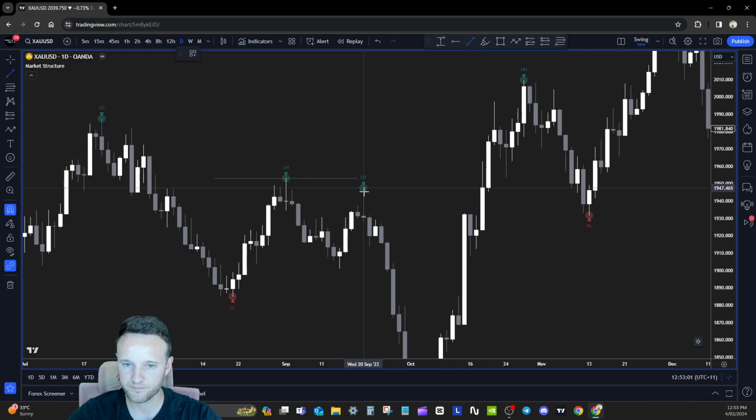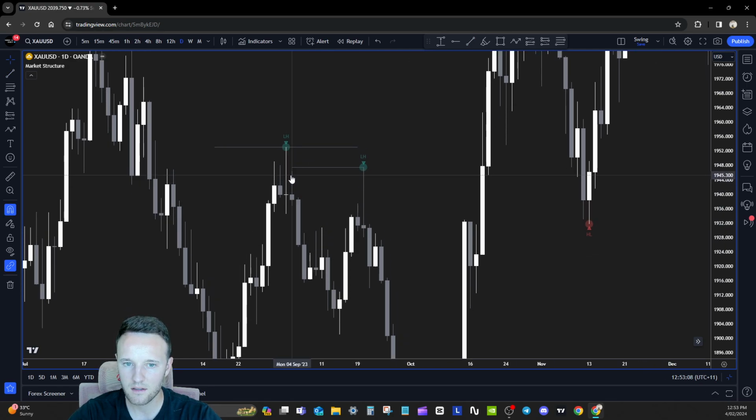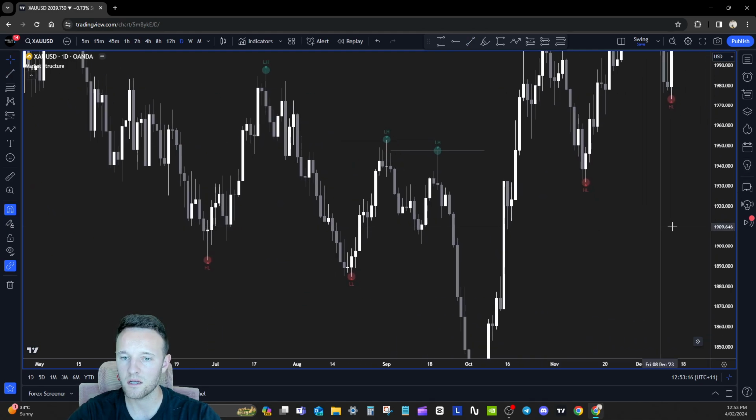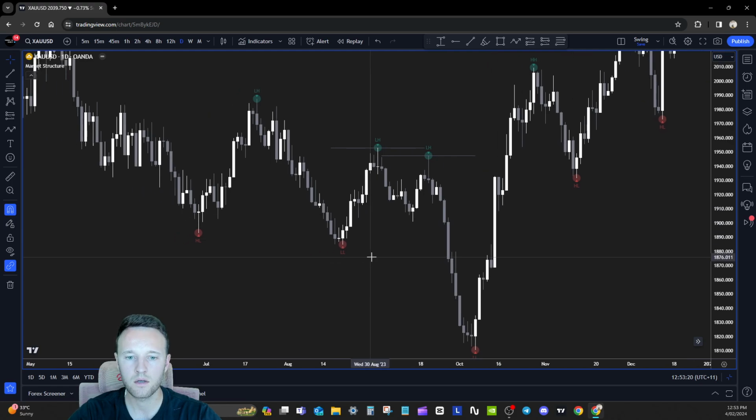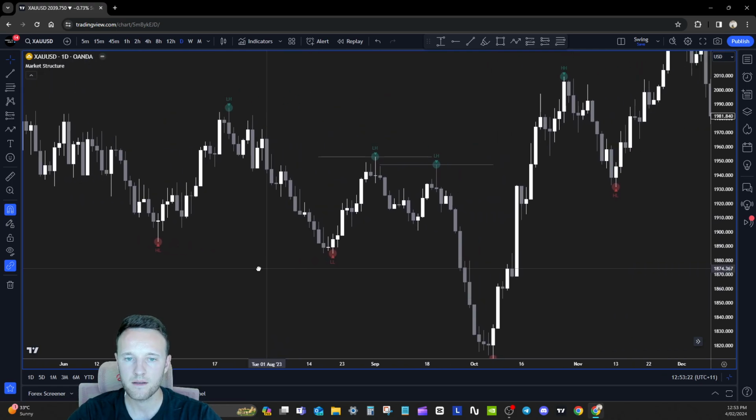Same with this. Is there a higher candle 12 bars to the left? No, there's not, right? Because you can see this candle right here comes up, but it doesn't break that high. Is there a higher candle 12 bars to the right? No, there's not. So that is now another valid structure high point, lower high, whatever you want it to be.